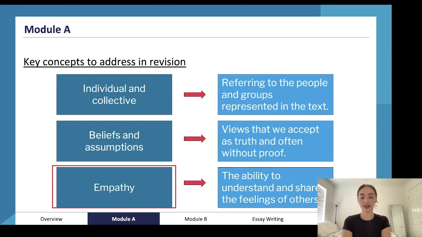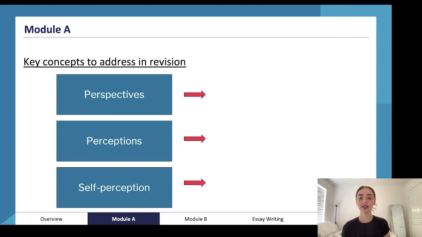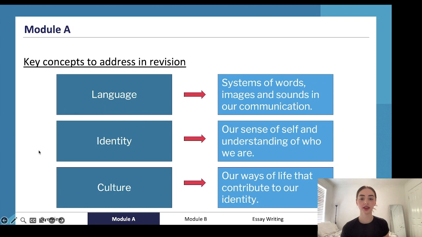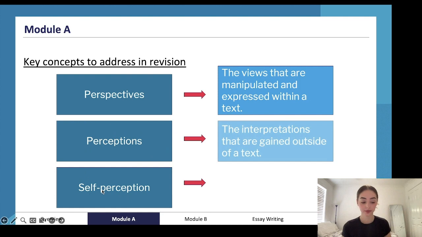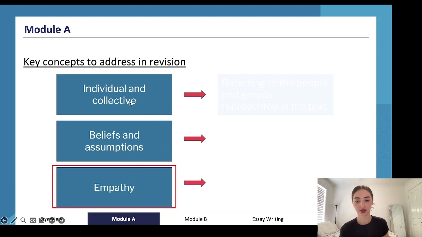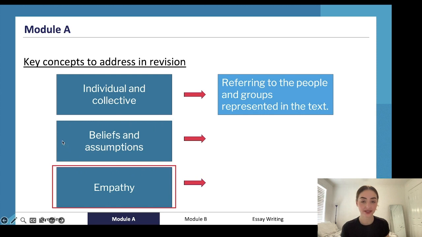So this is what's being used. Language is being used to comment on this, identity and culture. This is what's also being shown, different perspectives of people. That's being shown to challenge our perception of these cultures or these identities or ourselves. And then this is also being shown to us, individual and collective. And then this is what's being challenged again, the beliefs and assumptions about particular identities and cultures. And also we're gaining empathy.